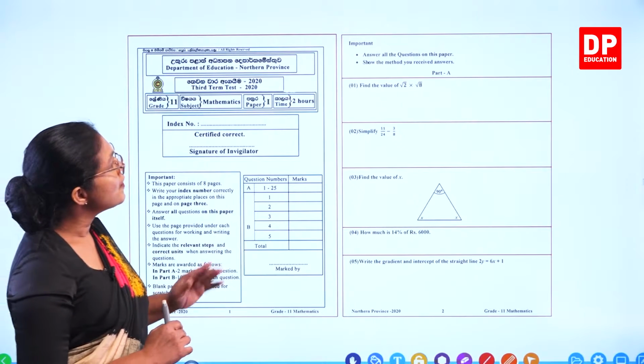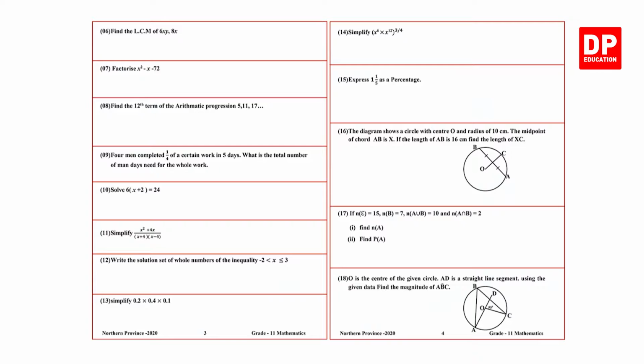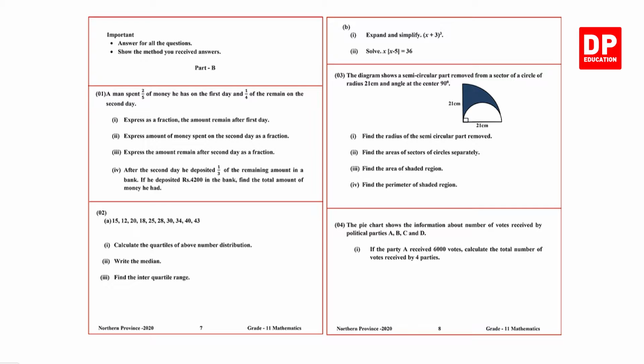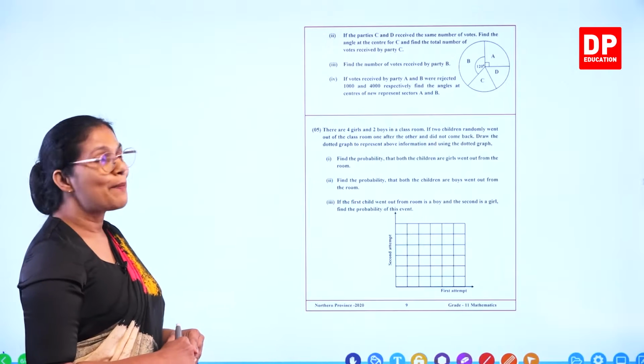So let's take the first page. You get questions 1 to 5. Then you get questions 6 to 13. Next 14 to 18. And then 19 to 22 and you get 23 to 25. That's part A. Then you get part B, question 1, 2, 3, 4 and then question number 5. So let's do this paper now.